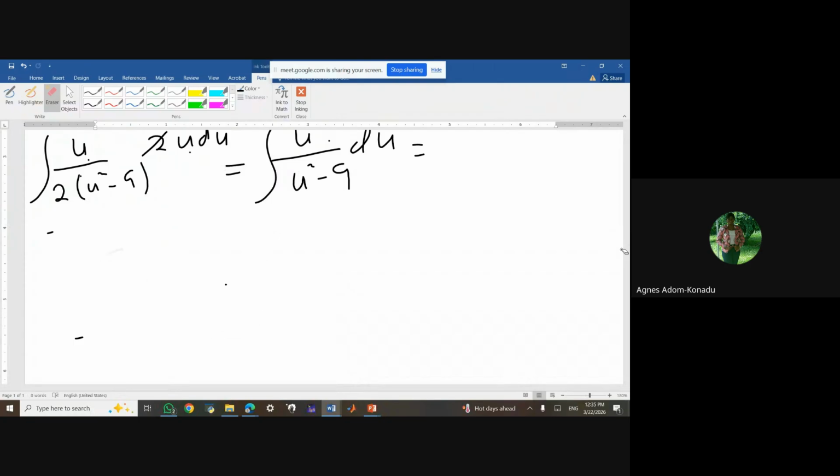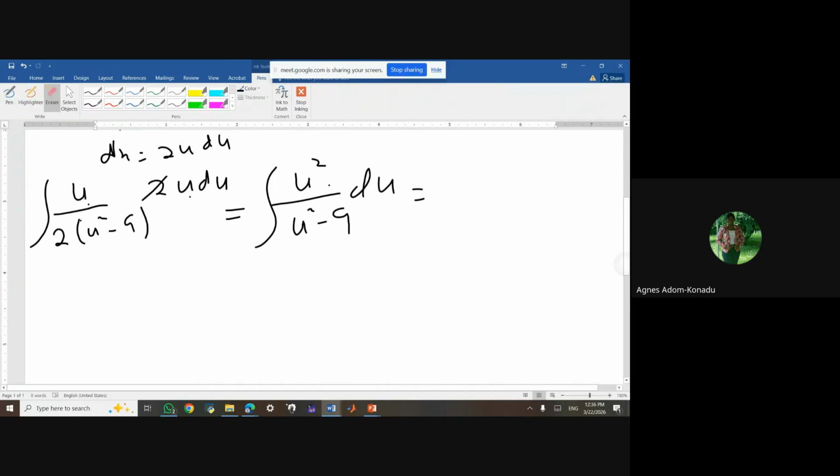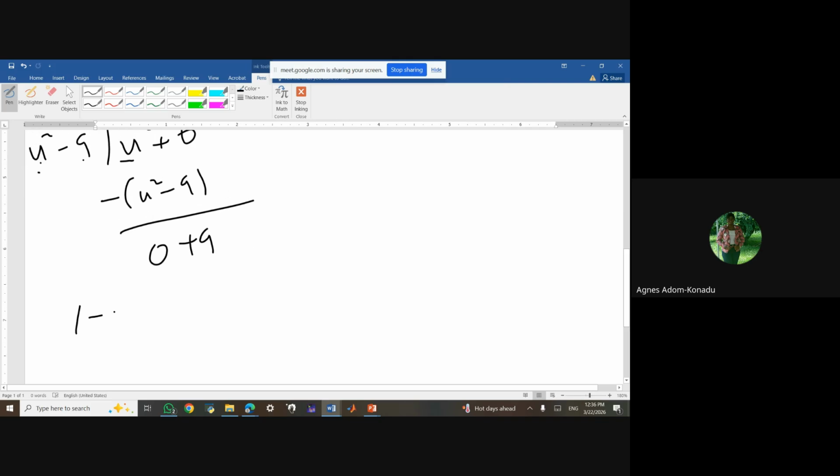But if you think this one is difficult for you, you know that here you have u squared over u squared minus 9. We use long division, which will be u squared here, and then u squared minus 9. And then u squared will go into this one, 1. Then you multiply u squared by 1, which will be u squared. You multiply negative 9 by 1, which will be negative 9. Then you subtract. u squared minus u squared will give you 0. And then there's 0 here. So 0 minus negative 9 will give you plus 9. So when you write this, this is the same as 1 plus 9 over u squared minus 9.